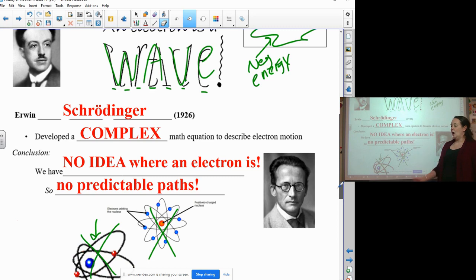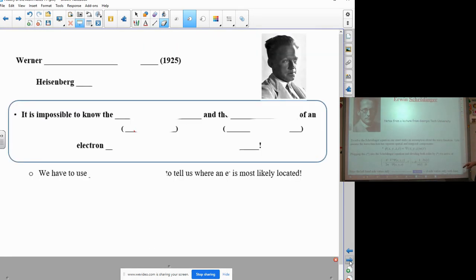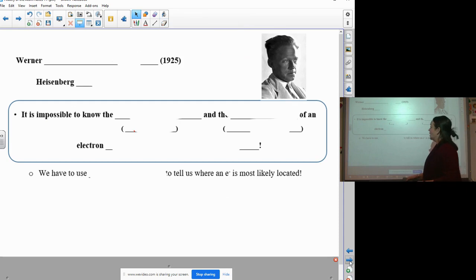Okay. All right, so once Schrodinger blew up our predictable paths, how are we supposed to then know where an electron is? So we did have a couple more people come along. They're going to help us shine a little bit of light on that. And the first guy, his name is Werner Heisenberg.